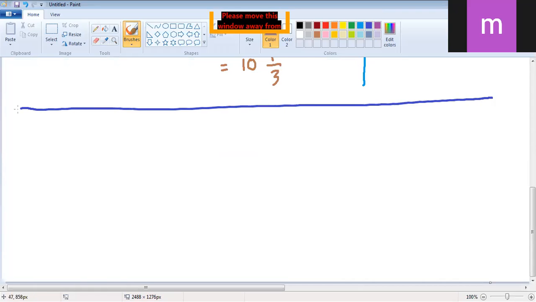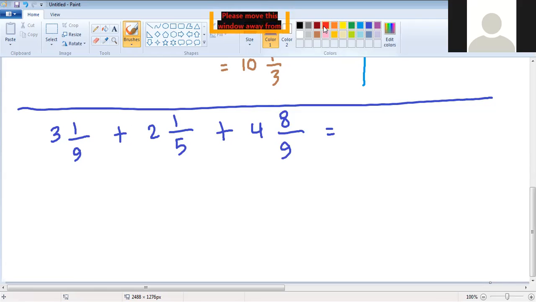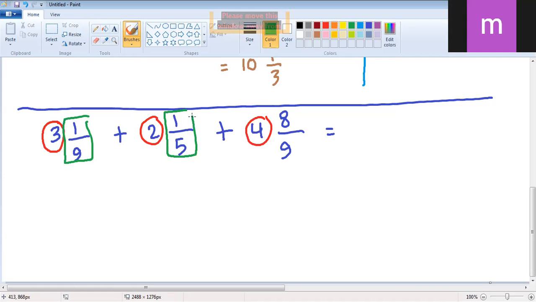This one. Look. 3 and 1 over 9 plus 2 and 1 over 5 plus 4 and 8 over 9. How can we add this one? Don't say commutative or other things. First of all, tell me how many whole numbers? 3, 2, and 4. How many fractions? 3 only. 1/9, 1/5, and 8/9.